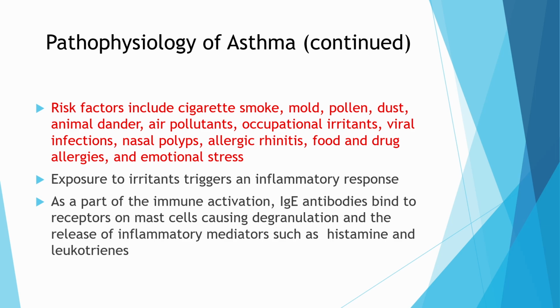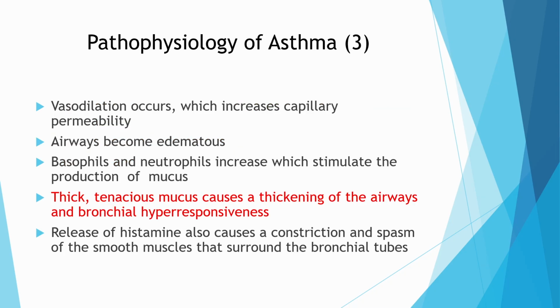Exposure to irritants will trigger an inflammatory response. As a part of the immune activation, IgE antibodies will bind to receptors on mast cells, causing degranulation and the release of inflammatory mediators such as histamine and then leukotrienes. So vasodilation will occur and increase capillary permeability. Airways will become edematous. Basophils and neutrophils will increase, which will stimulate the production of mucus. And then thick, tenacious mucus will cause a thickening of the airways and bronchial hyperresponsiveness.